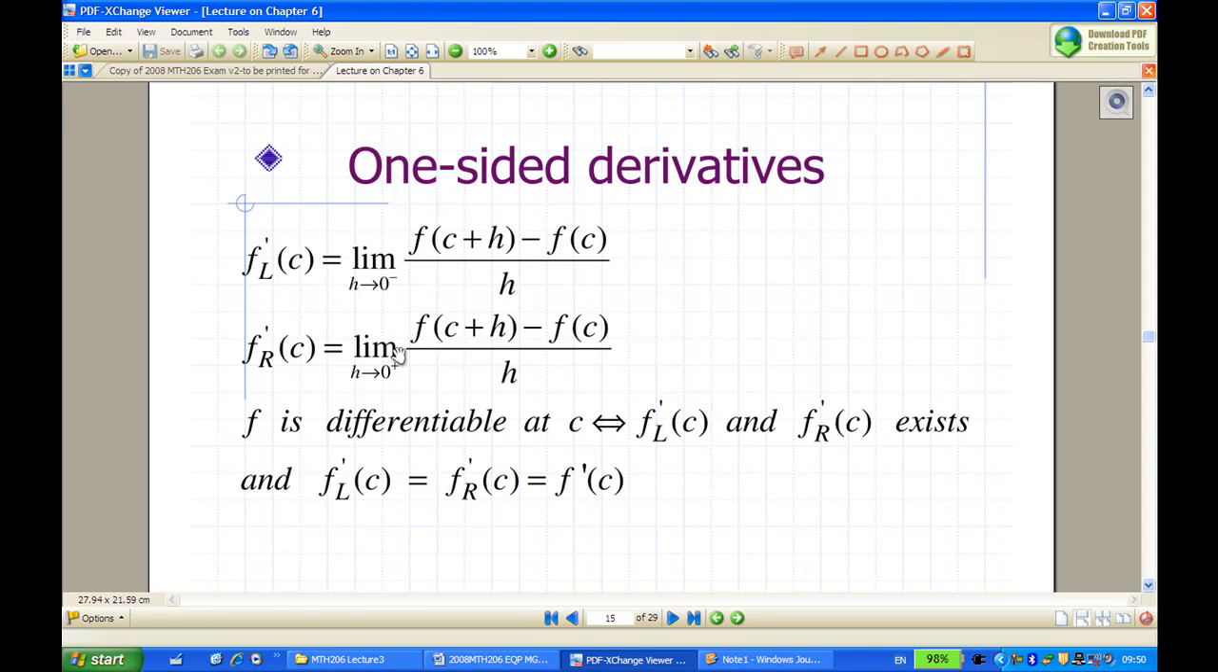Then the function is differentiable at the point c if the derivative on the left and the derivative on the right exist and both are equal. And in that case, we say the derivative at the point c is this value, the common limit. Okay, let's look at the solution for this question now.